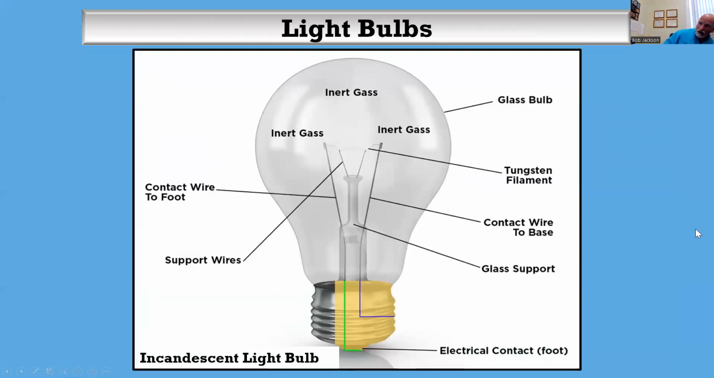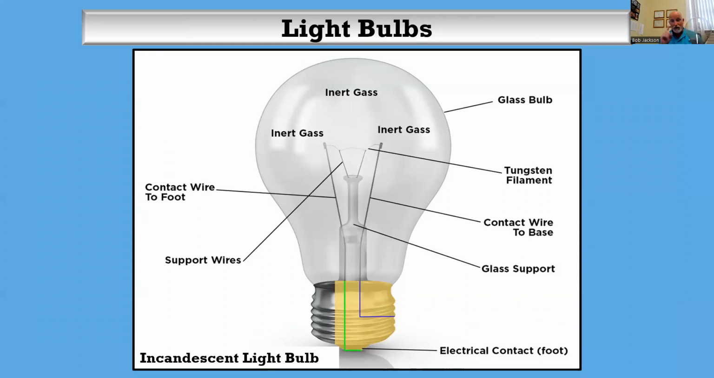Okay, let's go to light bulbs. I want you to know the 3 basic types of light bulbs. I always like to use this one, I've had it for years. This is an incandescent light bulb. I'd like students to know that it's the one with a filament in it. This one's got 2 of them, but most of them just have 1.